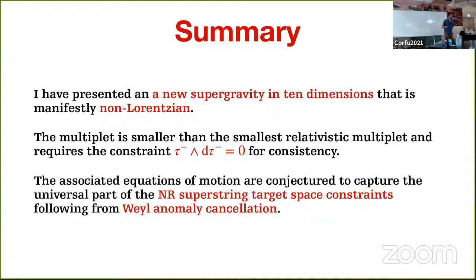All right, so I have presented a new supergravity multiplet that is manifestly non-Lorentzian. It is, to some degree, very similar to what you know from relativistic supergravity, but it has some surprises. First of all, it's smaller than the smallest relativistic multiplet. And secondly, it needs a bosonic constraint for consistency. The equations of motion that we derived are conjectured to capture an interesting part of the target space constraints of non-relativistic superstring theory.